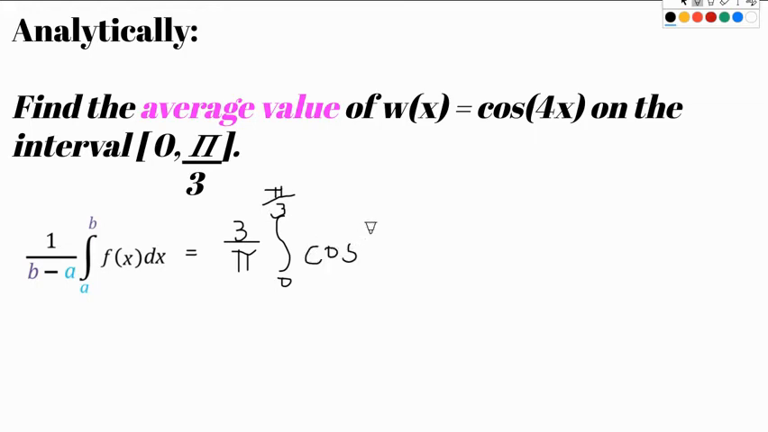And then you would integrate that with methods leading up to this section. And this would not be a calculator active. You'd have to integrate that by hand, and your answer would represent the average value of w on that interval.